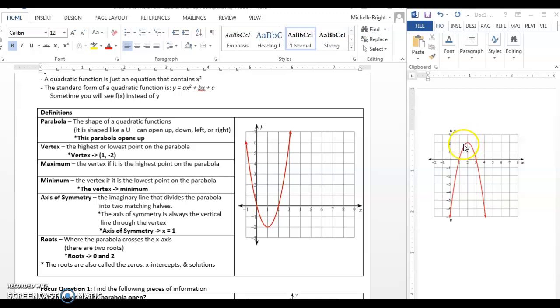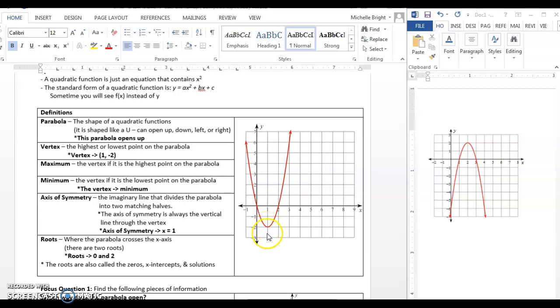This is called a maximum. So this has a minimum, this has a maximum. The next thing is something called your axis of symmetry. This is like an imaginary line that divides your parabola in half, and if you fold it over, they would match up. Your axis of symmetry will always go through your vertex.